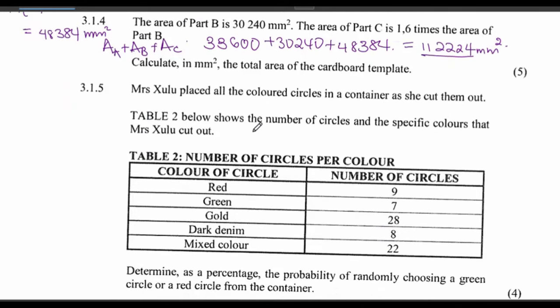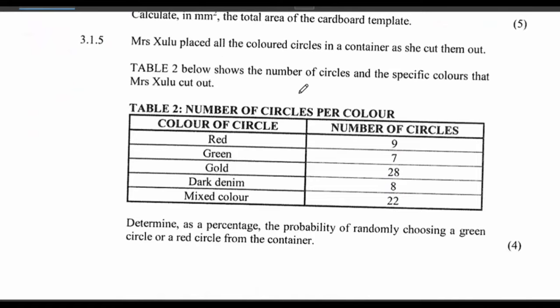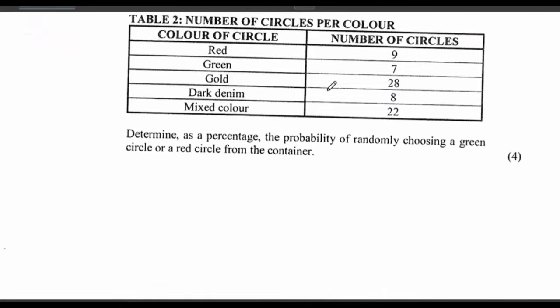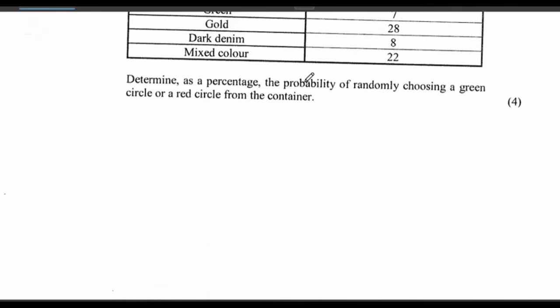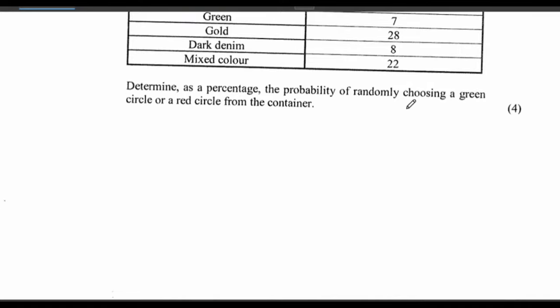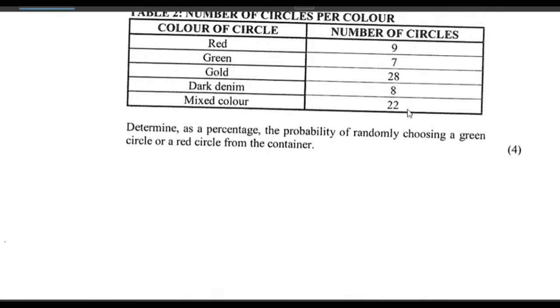Mrs. Ngulere placed all the colored circles in a container as she cut them out. Table 2 below shows the number of circles and specific colors that are cut out. Okay, determine the probability. Determine as a percentage the probability of randomly choosing a green circle or a red one. That means we have green or red over the total times 100. Why? I'm looking for percentage.